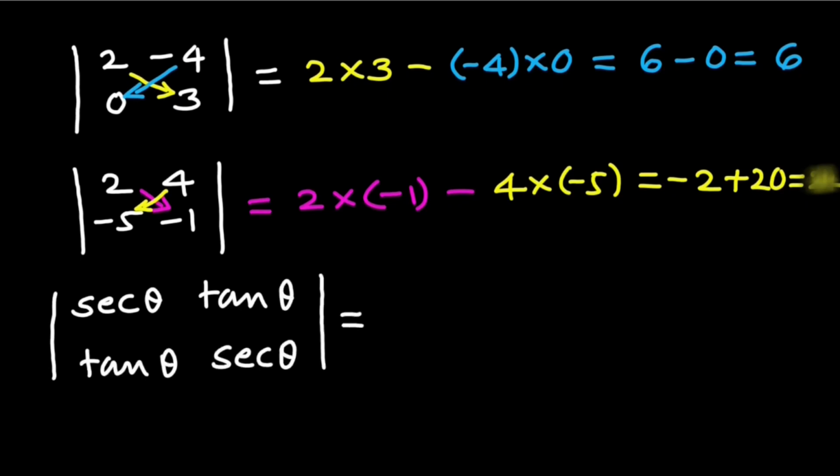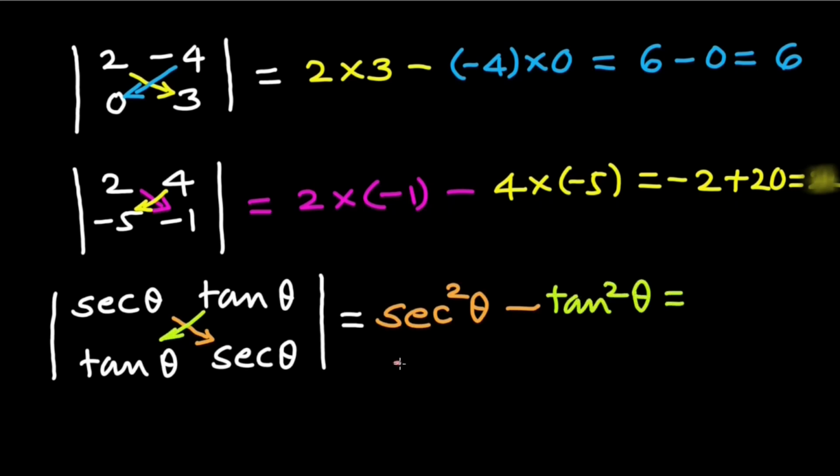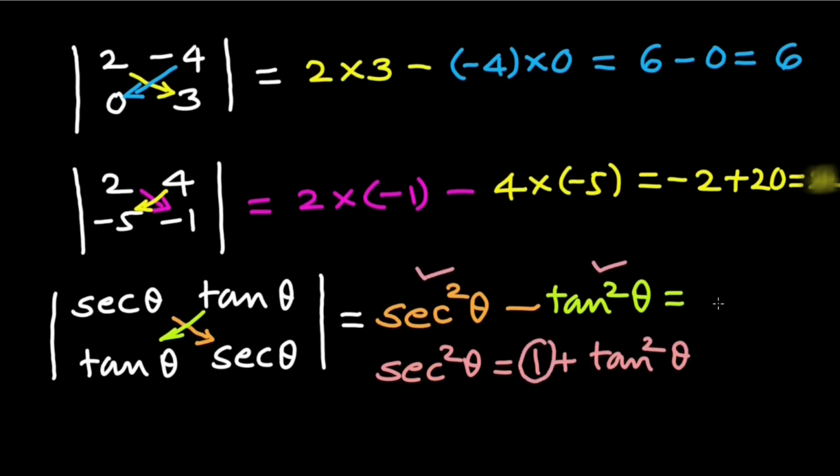First, we will take cross multiplication of sec theta and sec theta, which will be sec square theta, minus we will take cross multiplication of tan theta and tan theta, which will be tan square theta. From the trigonometric identity, sec square theta equals 1 plus tan square theta. We get sec square theta minus tan square theta equals 1. So the value of this determinant will be 1.